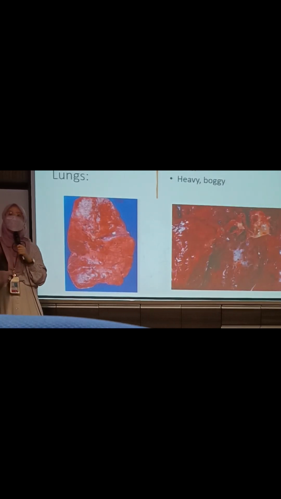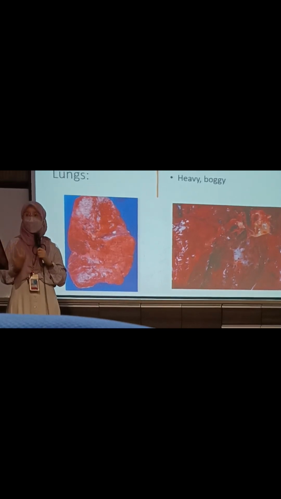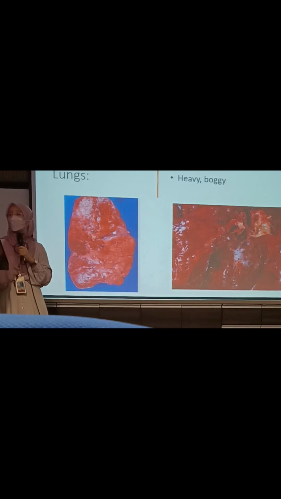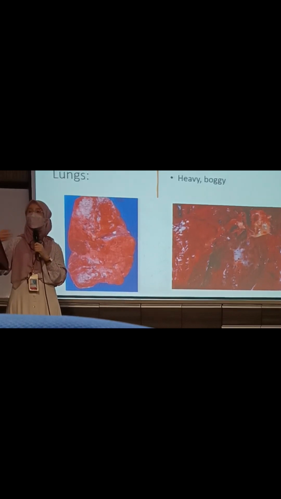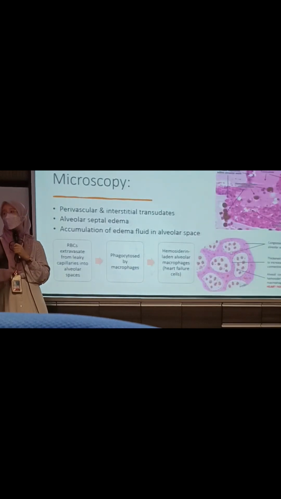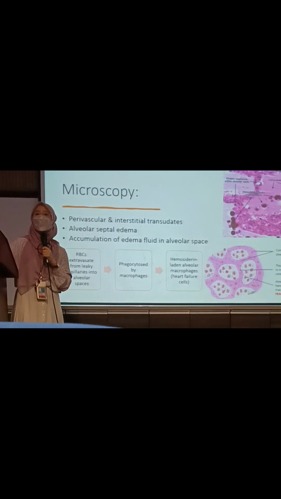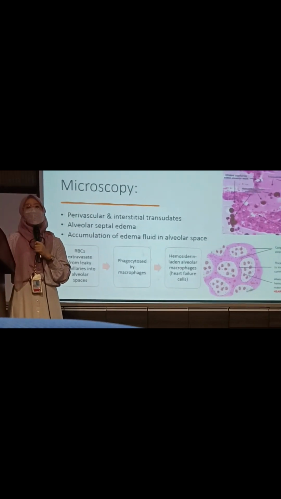So lungs, because kita ada backward pressure tadi, venous return, lungs akan jadi very wet. Lung becomes heavy and boggy. So in between, bila you cut section the lung tu akan nampak fluids keluar. Okay, histologically you can see that what type of edema in this case? Transudative ke exudative?